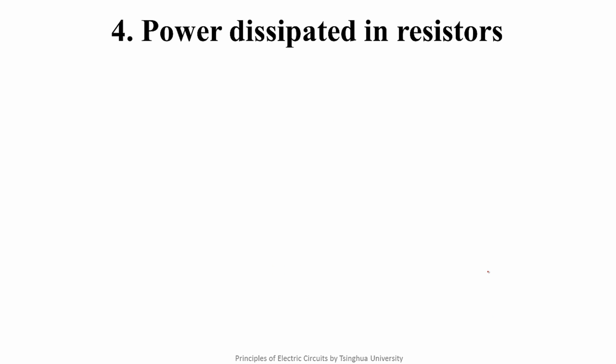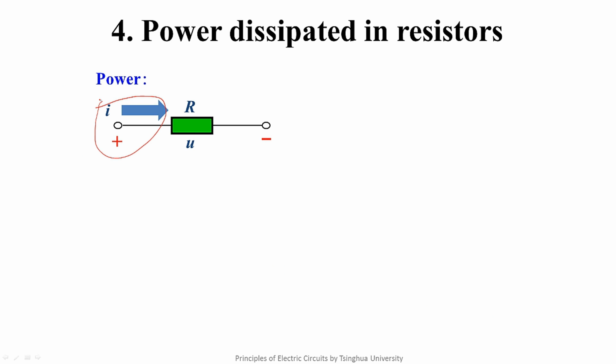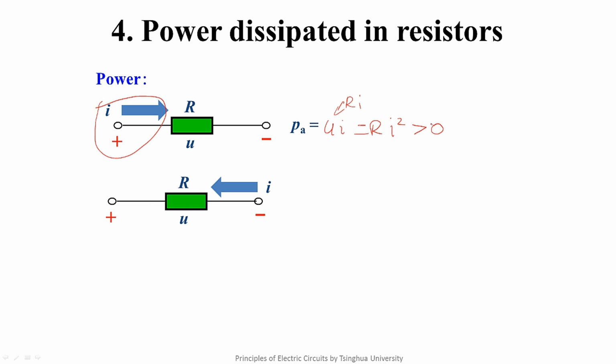Then let's talk about the power dissipated in the resistors. For associated reference directions as shown in the figure, we calculate the power absorbed by the resistor. The meaning of A is absorption. Absorbed power must be equal to U times I because of associated reference directions. U is equal to R times I, so the power is equal to R times the square of I. Because all R we discuss in this lecture is no less than 0, the power absorbed by the resistor is no less than 0 too.